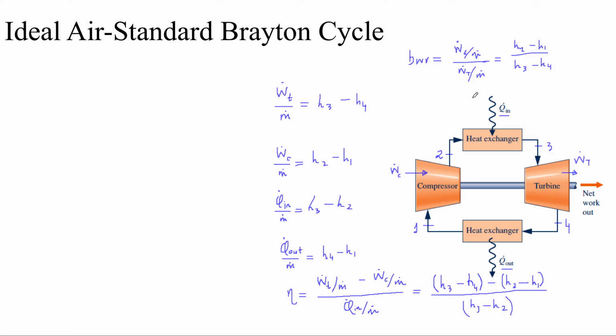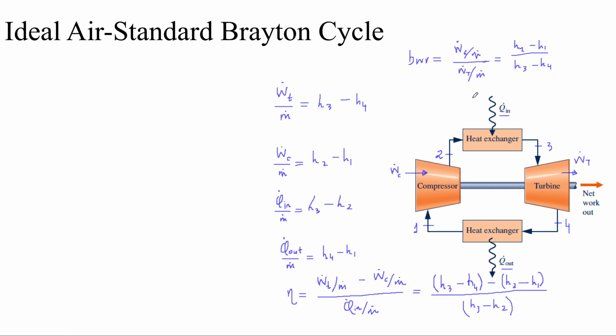Now what the back work ratio here indicates is how much of the work that is developed by the turbine is required to drive the compressor. When we talk about gas turbines, the value for the back work ratio ranges from 40 to 80%. For vapor power plants, the back work ratio is only about 1 or 2%. So by comparison, you can see how much a relatively larger portion of the work developed by the gas turbine is required to drive the compressor, provided that we are looking at the same level of pressure rise.